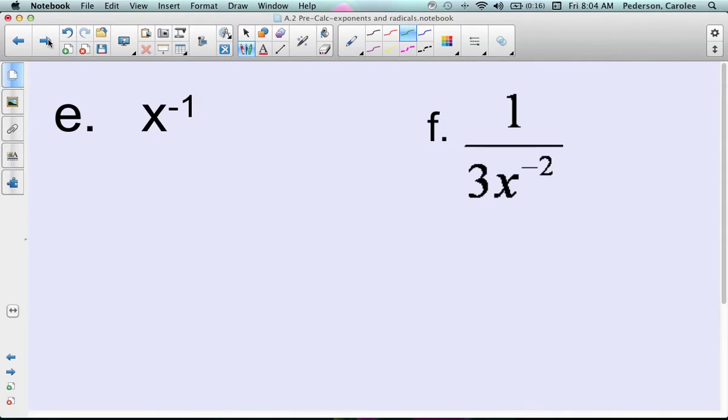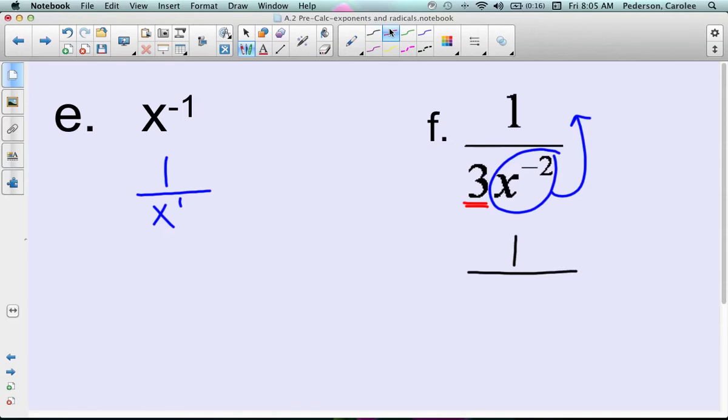Example E. This is x to the negative 1 power. If you remember, anything raised to the negative 1 power can be written as a fraction. So now it would be 1 over x to the positive 1 power. This example is pretty close. We still have this piece here that has to go up, but we're going to leave the positive 3 alone because there isn't a negative power there. So I'm going to leave the 1 and the 3 alone, and now this blue piece is going to come up as a positive x squared. Now it is x squared over 3.